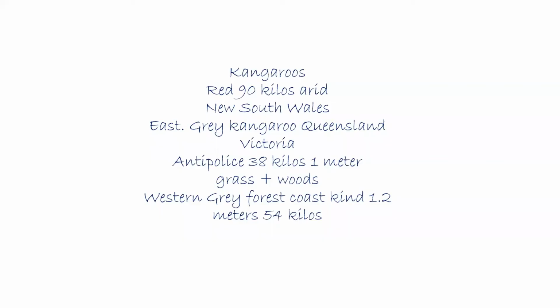Okay, so how did you get on with the listening? Did you scribble down some notes? I scribbled some notes pretty quickly. Let's take a look. I just wrote down what I could hear. Kangaroos, red, 90 kilos, arid, New South Wales, eastern grey kangaroo, Queensland, Victoria, antilopine, 38 kilos, 1 meter, grass and woods. Western grey, forest, coast, 1.2 meters, 54 kilos.